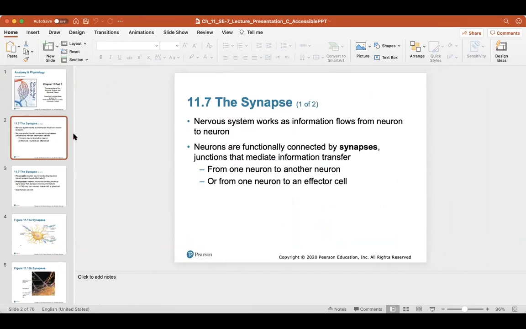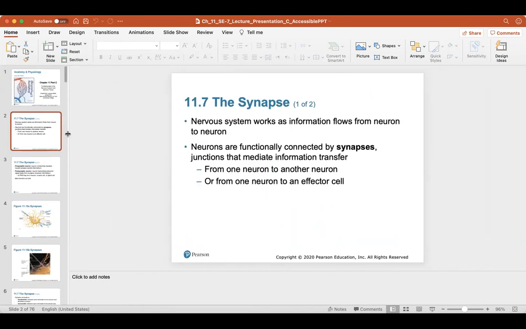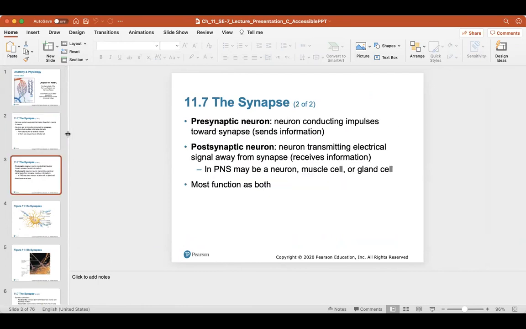So here we are in part C. We'll talk a little bit about the synapse, which is just the junction that mediates information transfer from neuron to neuron or an effector cell. You usually have two neurons involved in a synapse, the presynaptic neuron and the postsynaptic neuron, on either the before or after side of the synapse or space.